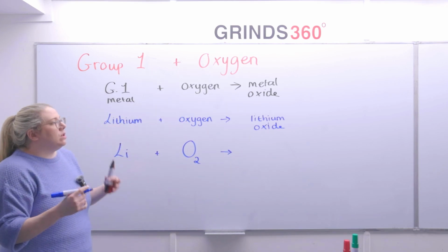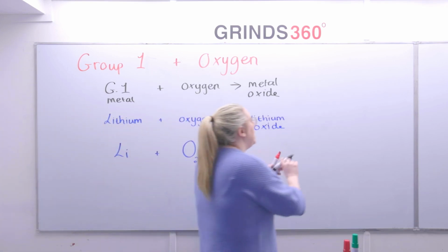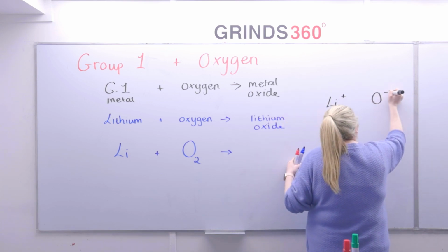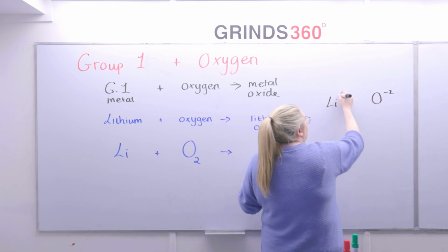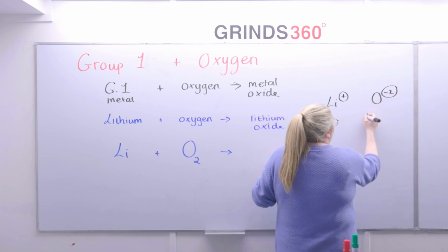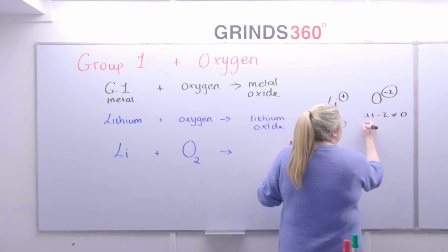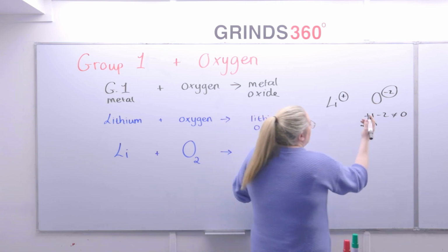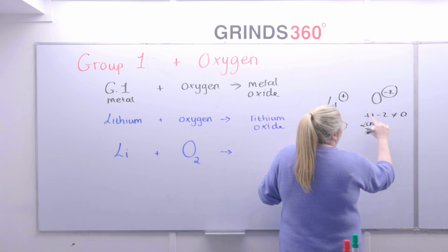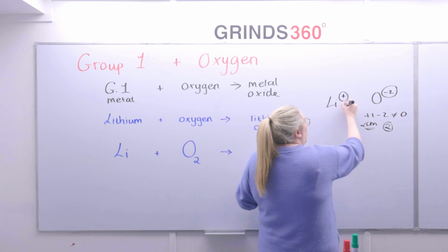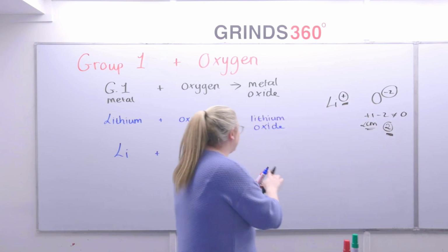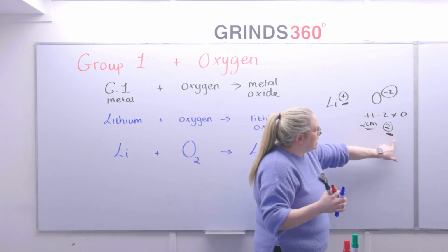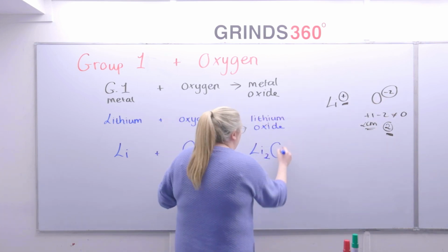Now, to write the formula for lithium oxide, lithium is in group 1, it has a +1 charge. Oxygen is in group 6, it has a -2 charge. You have a +1 and a -2. +1 minus 2 does not equal 0. So we go by the lowest common multiple method that we saw in bonding. For the lowest common multiple, you have 1 and 2, the lowest common multiple is 2. 1 goes into 2 twice. So for lithium oxide, I have Li2. 2 goes into 2 once with 1 oxygen.